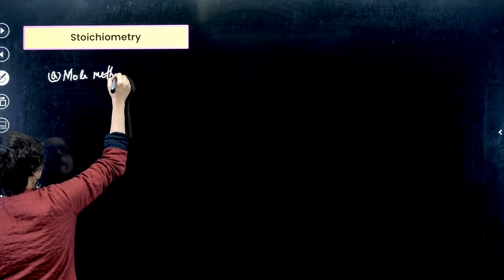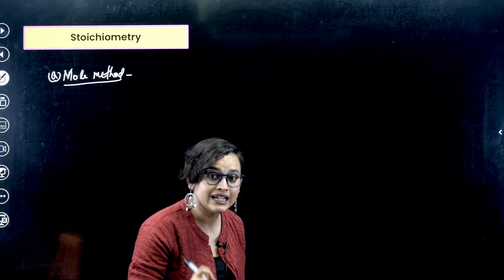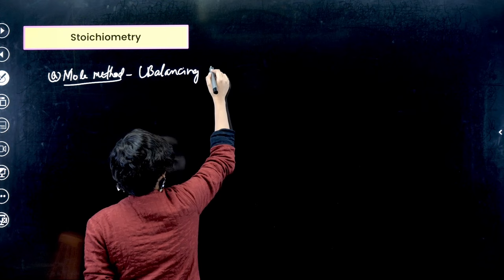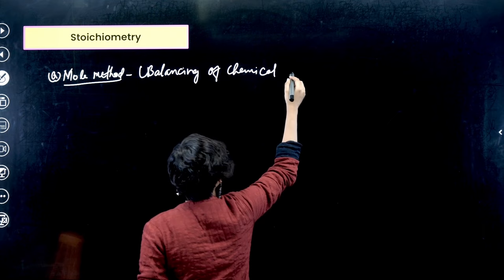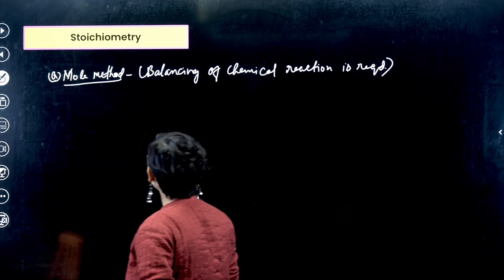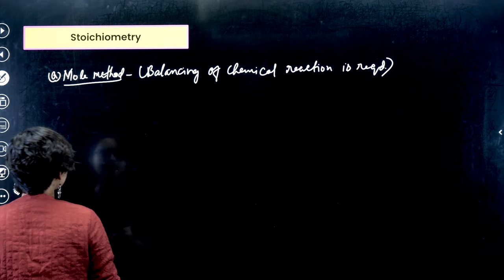So in the mole method, you have to understand that balancing of chemical reaction is important. Balancing is necessary. So let me write it down here that balancing of chemical reaction is required. Shall we take an example? I did take an example even when I was doing that topic wise lecture. So let me take the same example, and the example was KClO3.